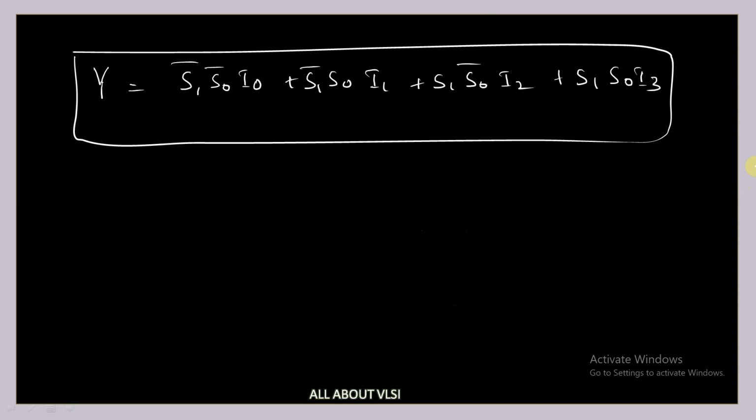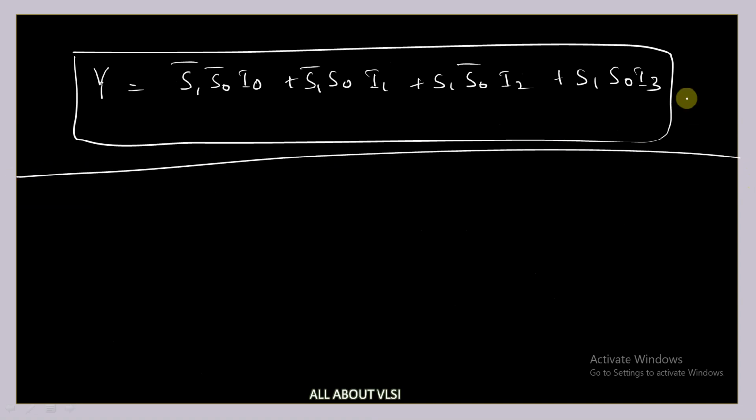Okay, and for n is equal to 3 it will become an 8 cross 1 multiplexer with 8 inputs and 3 select lines, and depending upon the value of your select lines you are going to get your output. Okay, I think there is no need to discuss the 8 cross 1 mux, that we are already clear on.